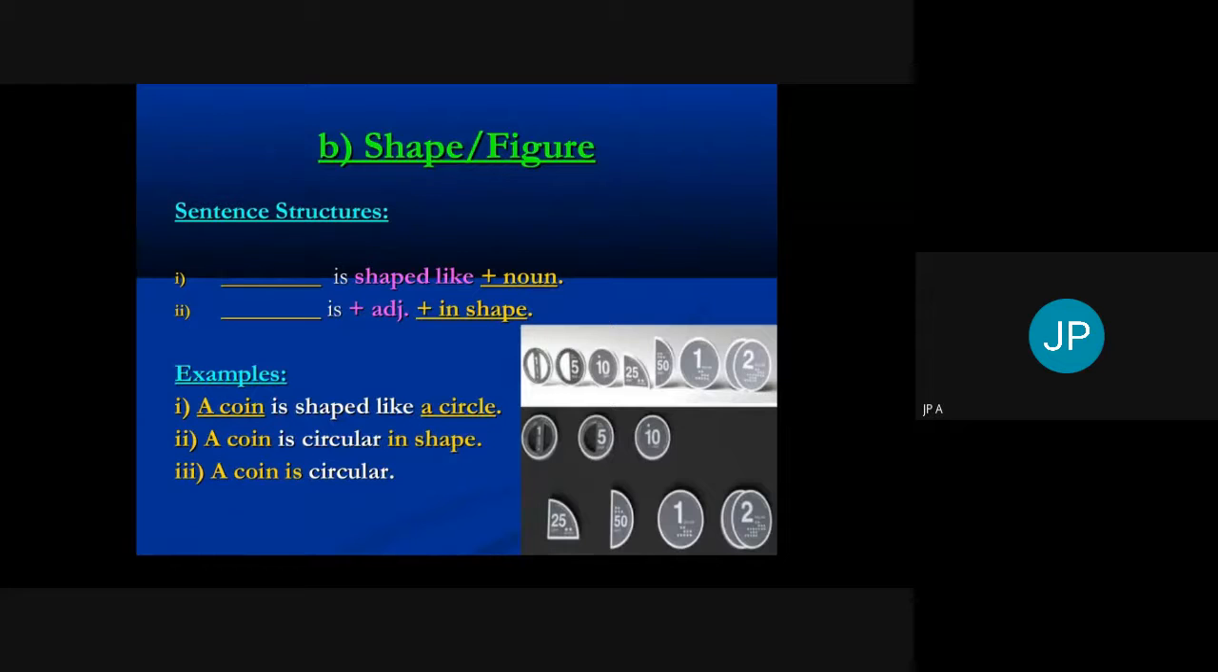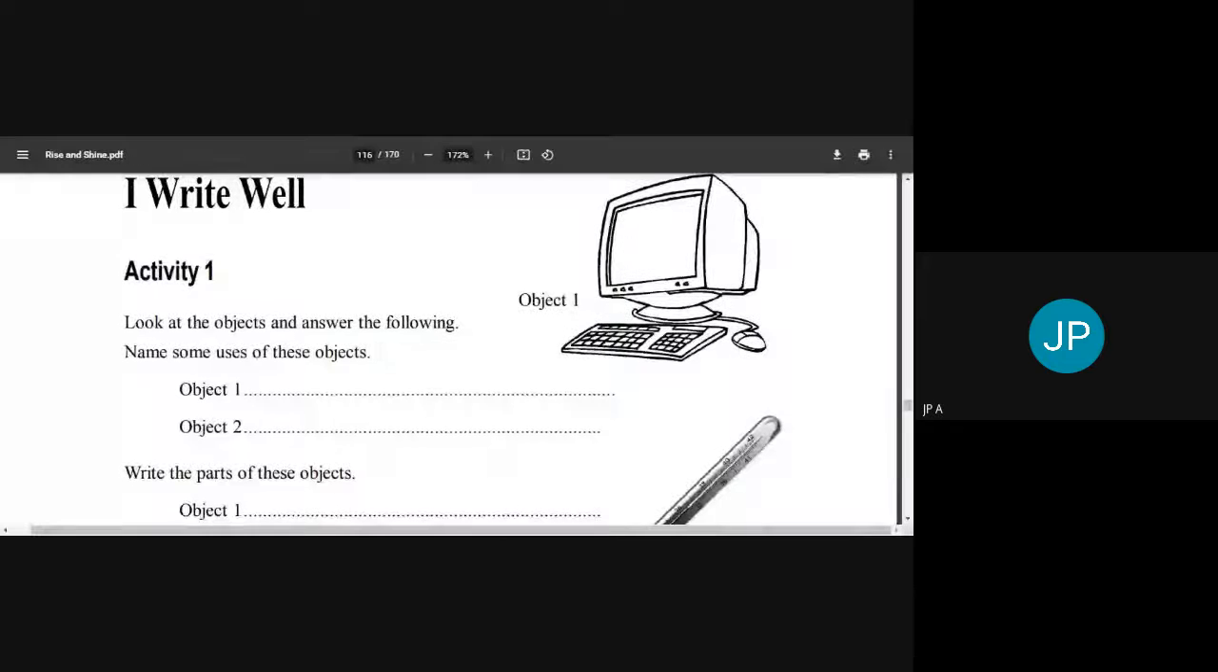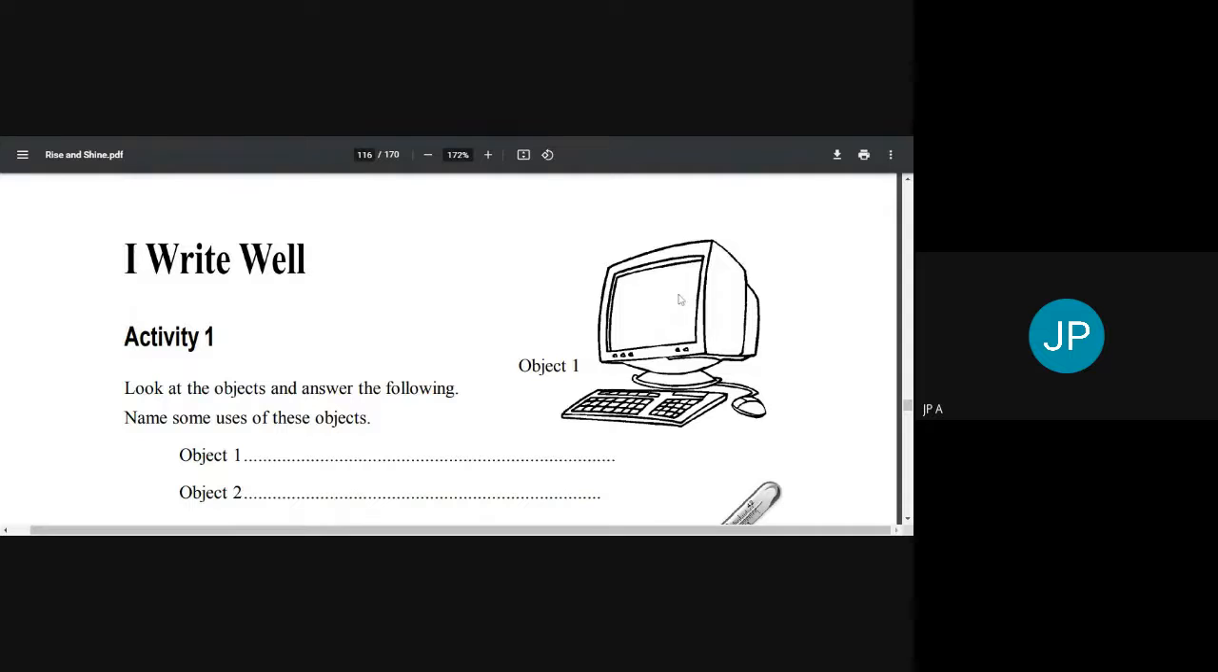Then the shape of the object. If you look at the computer, different parts will have different shapes. This keyboard is rectangular in shape. The monitor is shaped like a box. You can say that it is like a box. Then the mouse is shaped like a mouse. That's why it is called a mouse. It looks like a mouse, so it has the shape of a mouse. That is why it is called a mouse.